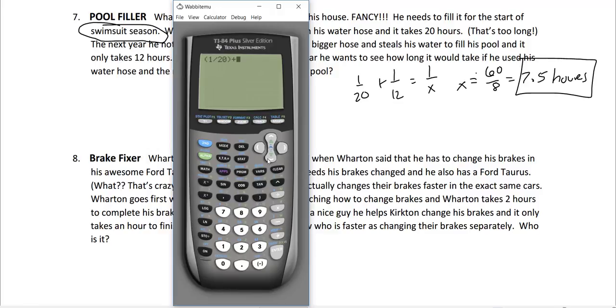Plus, oh, I'm sorry, that wasn't even a plus. Yeah, that was a plus. Open parentheses 1 over 12. And I get some decimal, which is 0.1333333. And then what I want to do is hit the x to the -1 power, hit enter, and I get 7.5. So I get 7.5 both ways, as well it should, because that's the right answer. 7.5 hours. That's how long it would take.